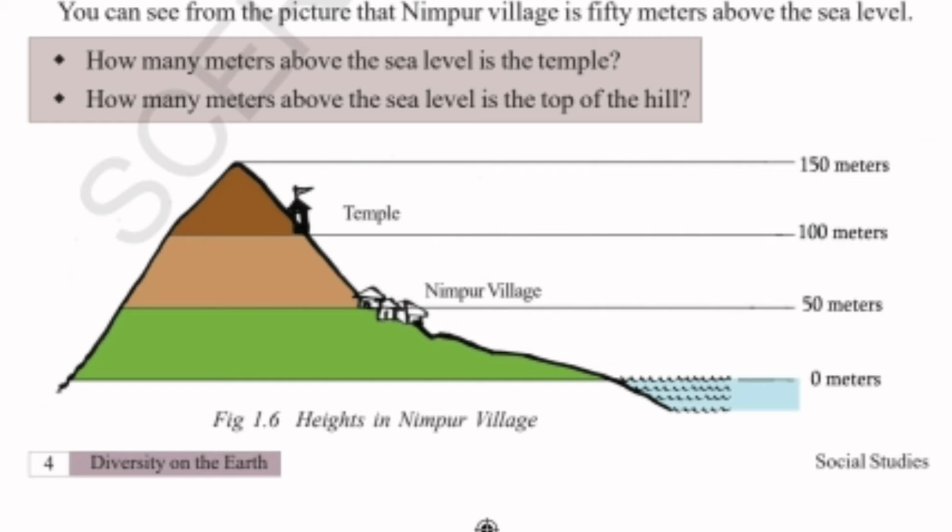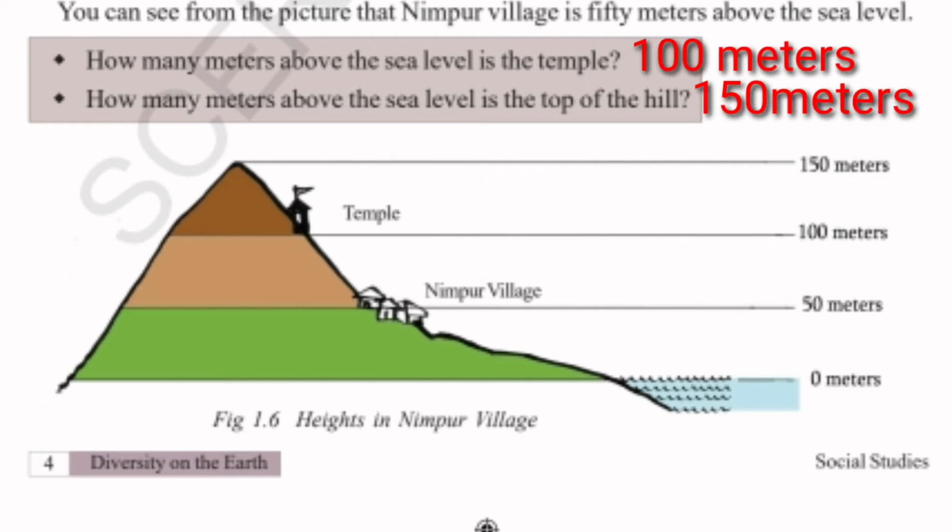The sea level means the top surface of the sea all over the world is taken to be roughly the same. Now, look at the picture of Nimpur village and try to understand this. You can see from the picture that Nimpur village is 50 meters above the sea level. Here you can see 0 meters is given. From that, if you observe, above the sea, Nimpur village is 50 meters above the sea level.